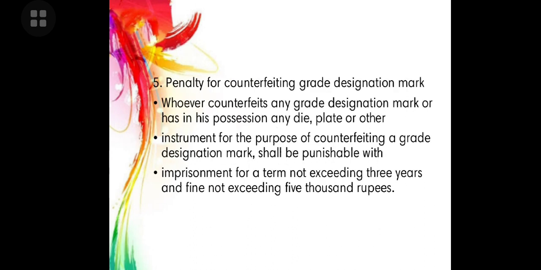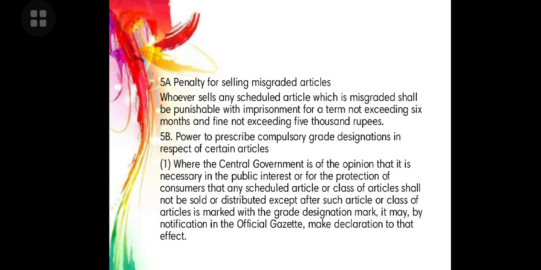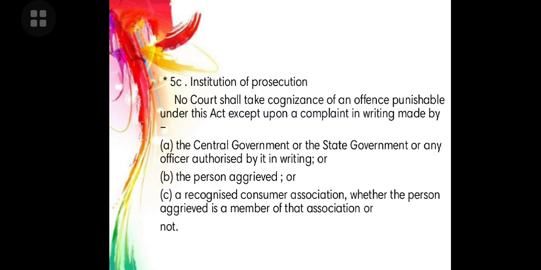Penalty for counterfeiting grade designation mark. Whoever counterfeits any grade designation mark or has in his possession any die, plate or other instrument for it is punishable. Penalty for selling misgraded articles. A misgraded article is one given a grade other than what it requires. Whoever sells any scheduled article which is misgraded shall be punishable with imprisonment for a term not exceeding 6 months and fine not exceeding 5,000 rupees. Power to prescribe compulsory grade designations in respect of certain articles.